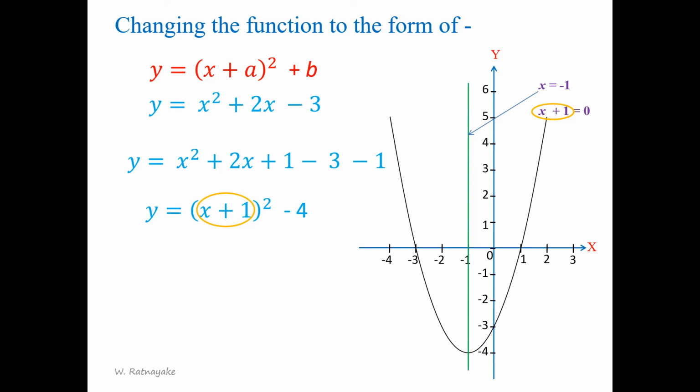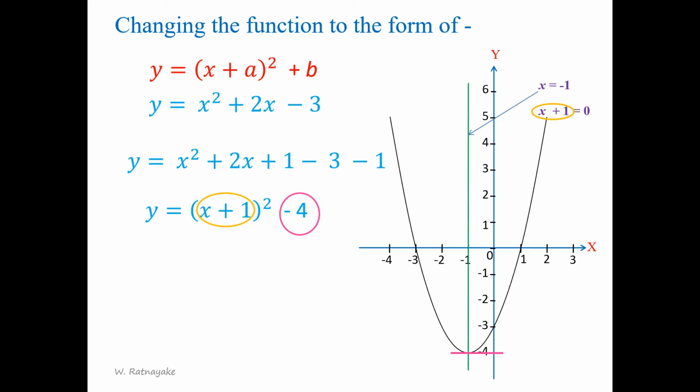And how about this minimum value? Minimum value is minus 4. And in the equation, minus 4 is the constant. So that means if the equation is in the form of y = (x + a) whole thing squared + b, this b indicates the minimum or maximum value. Whether it is minimum or maximum, we will have to do something else, but here it is a minimum value. So it is equal to the value of b, that is minus 4.